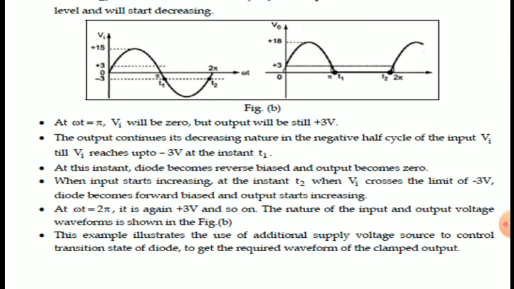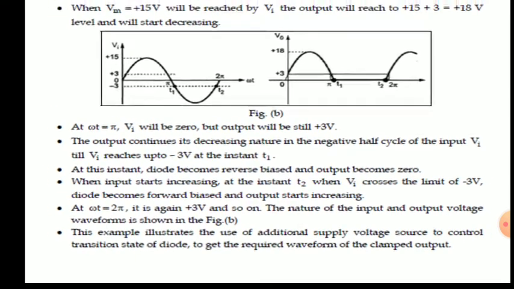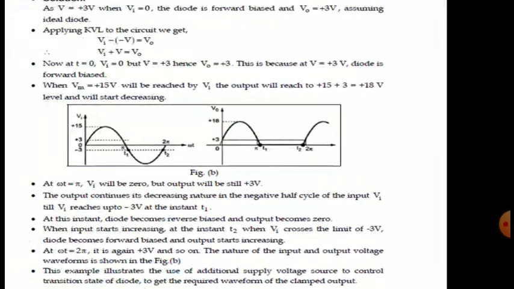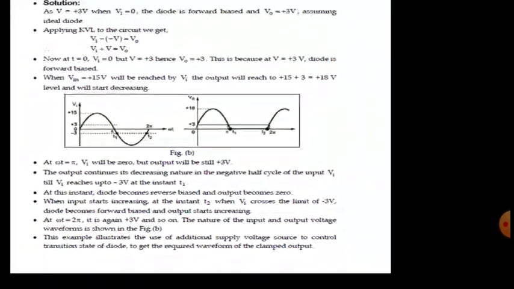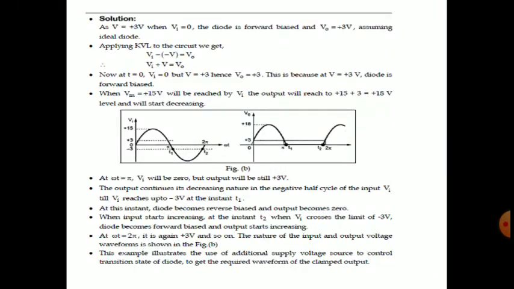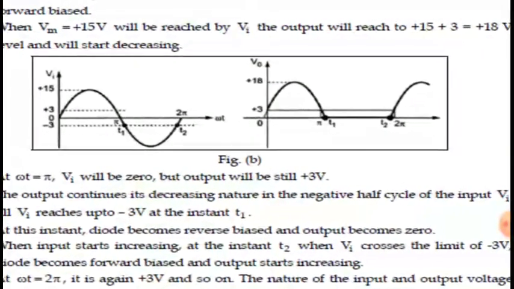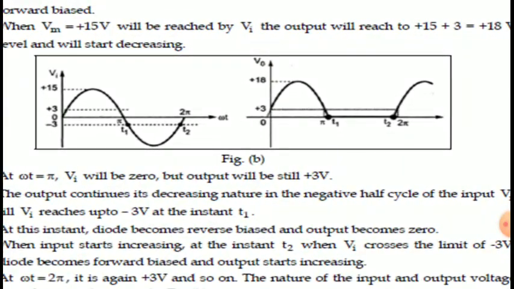This example illustrates the use of an additional supply voltage source to control the transition state of the diode to get the required waveform of the clamped output. So this is a clamped output because we are shifting the voltage levels of the input waveform. So the clipper circuits can also be used as clamping circuits in this case.